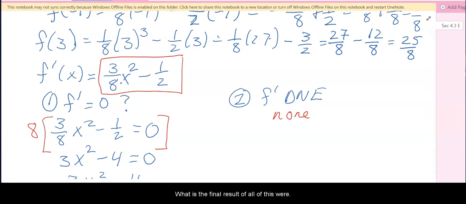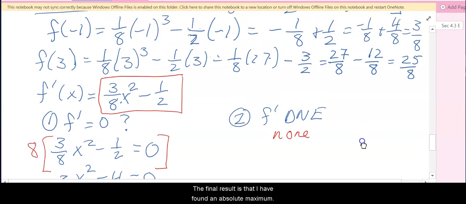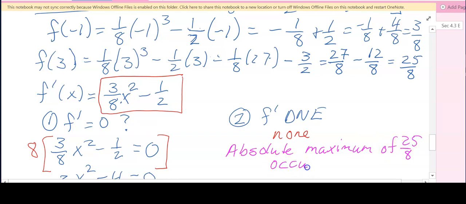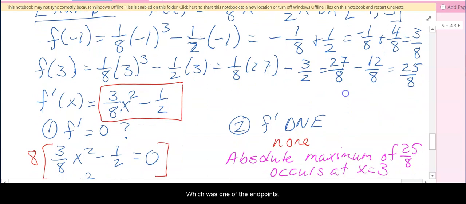What is the final result of all of this work? The final result is that I have found an absolute maximum, and the absolute maximum is the y value 25/8, and it occurs at x equals 3, which was one of the endpoints.